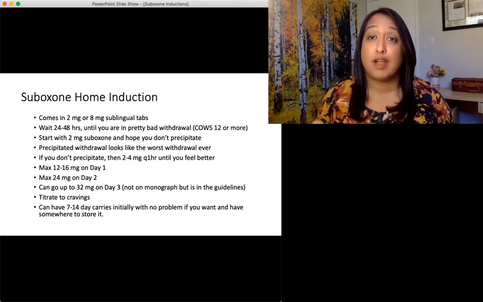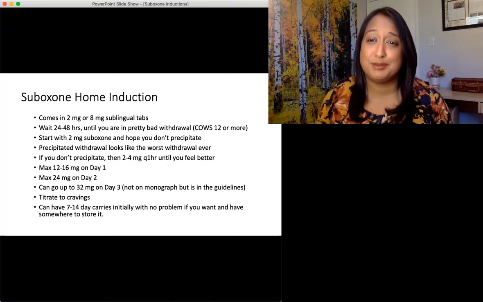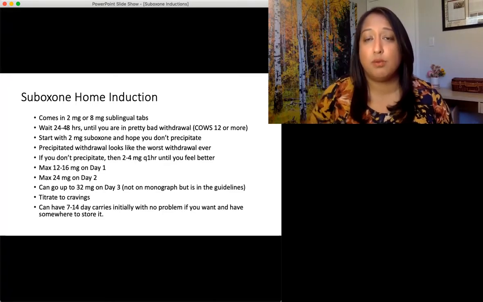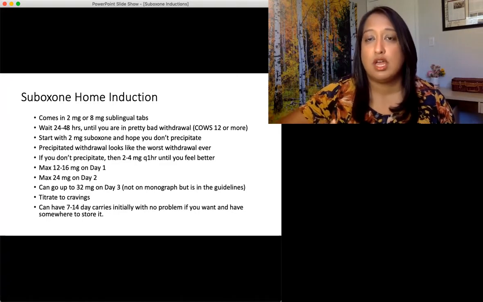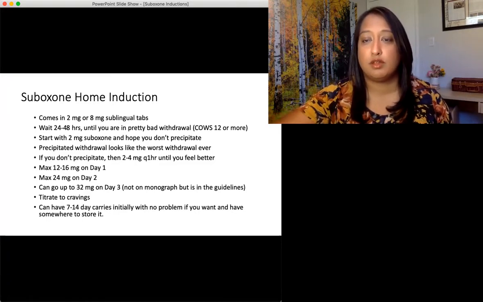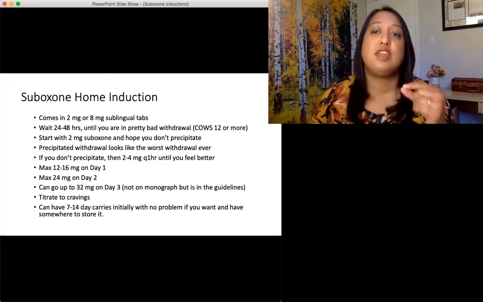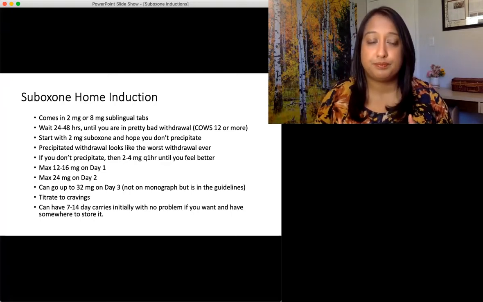Then once people are arriving, you start with your 2 milligram Suboxone test dose, and you hope that doesn't precipitate them. You hope that they were in bad enough withdrawal, that not enough of the opioids were on the receptors, that they had left, and then you start with that Suboxone dose.